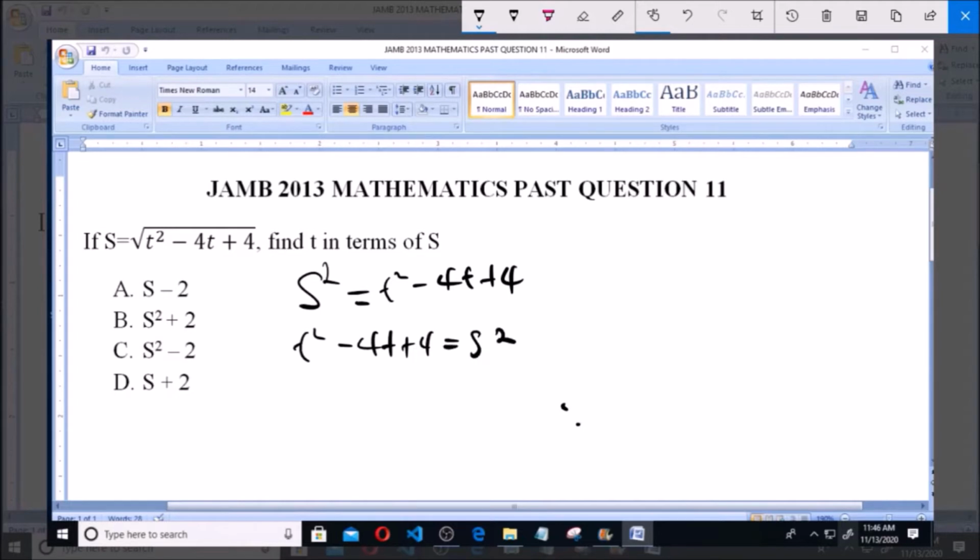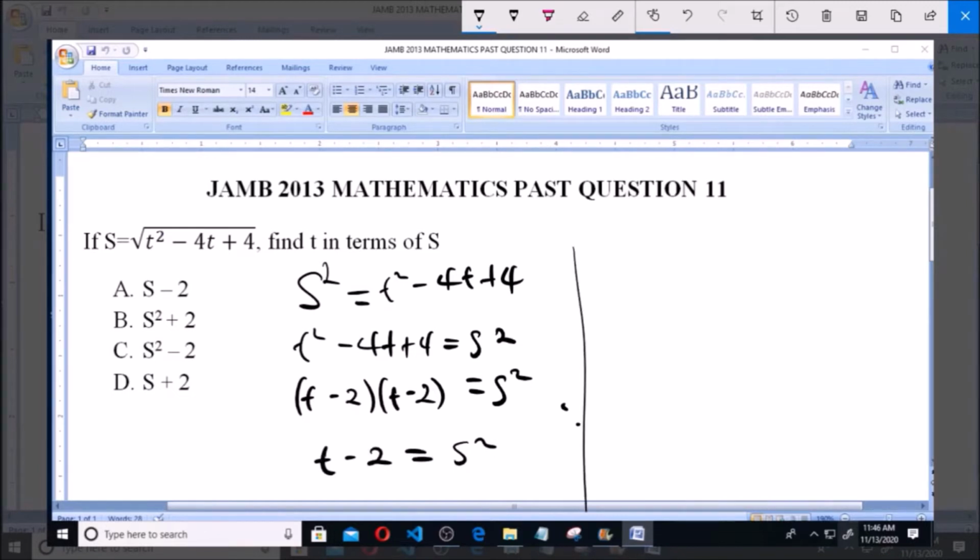Now when we factorize this, it will give us t minus 2 into t minus 2. That's the factorization of t square minus 4t plus 4, and this is equal to S square. So it simply means that t minus 2 is equal to S. Now if t minus 2 is equal to S, it means that t is equal to S plus 2, and this is the answer to this question, which is option B.